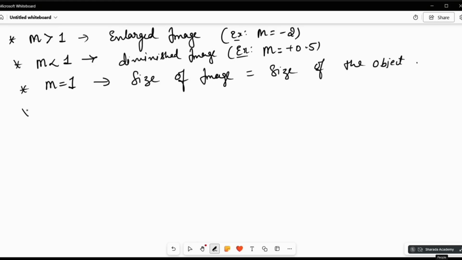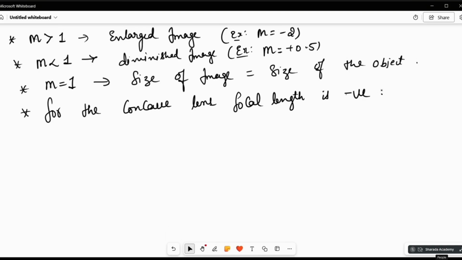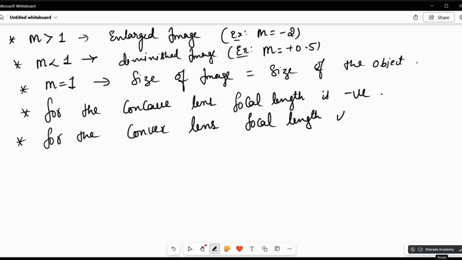Another thing, now F is the focal length, right? For a concave lens, write down this, the focal length is negative. Always it is negative. Wherever concave comes, there it is negative, both for lens and mirror. For the convex lens, focal length is positive. That is, we consider it as positive.